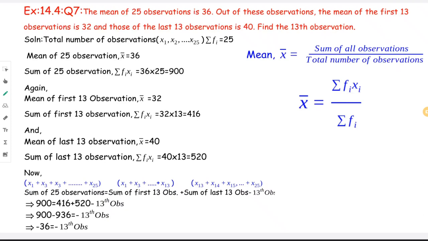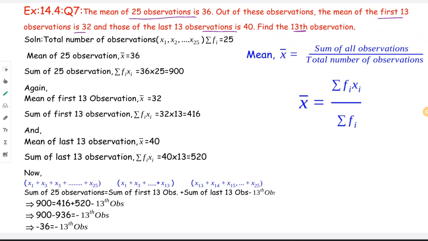Exercise 8.4, question number 7. The mean of 25 observations is 36. Out of these observations, the mean of the first 13 observations is 32, and that of the last 13 observations is 40. What are we asked to find? Find the 13th observation. Right now we don't know what those observations are, but we know that there are 25 of them.